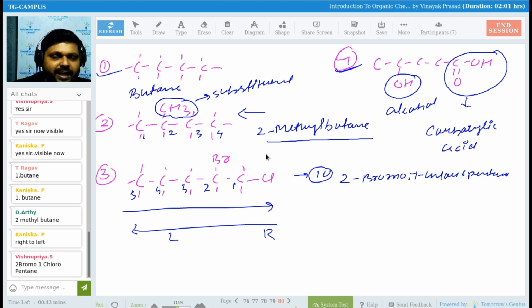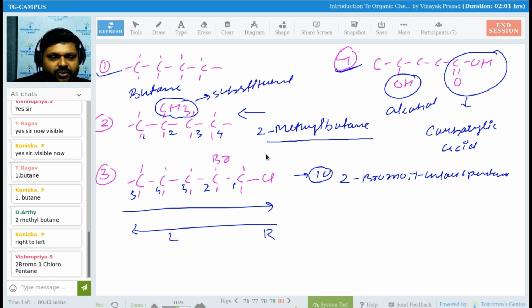Carboxylic acid is at the top position of the priority list. So if two functional groups are present in one carbon chain, we have to prioritize which functional group comes first in the priority list. That will act as the suffix, and the rest of the functional groups will act as prefixes.